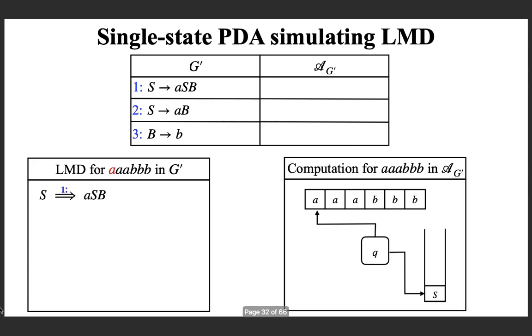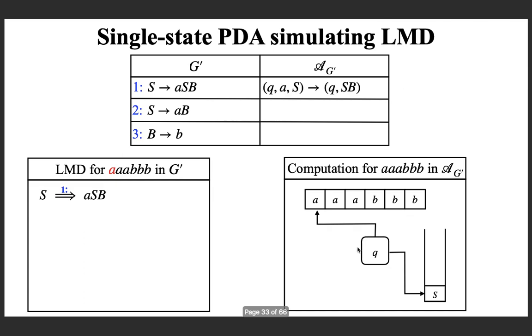Now suppose you apply production number 1, this is what you get. Now can you tell me how you will simulate that in the automaton? Here what exactly you need is the read head to be positioned at the next symbol, because you already generated small a, and the stack content should be SB. SB should be the stack content, and the state is the same. That is what you need.